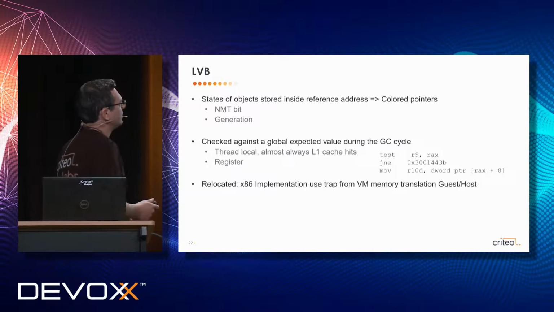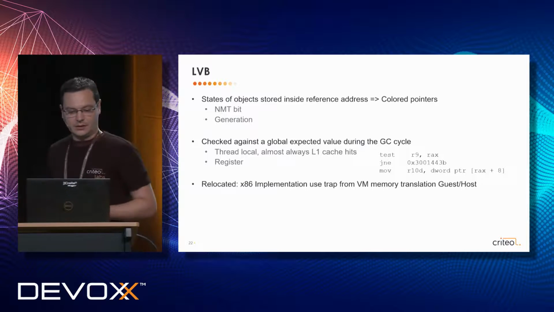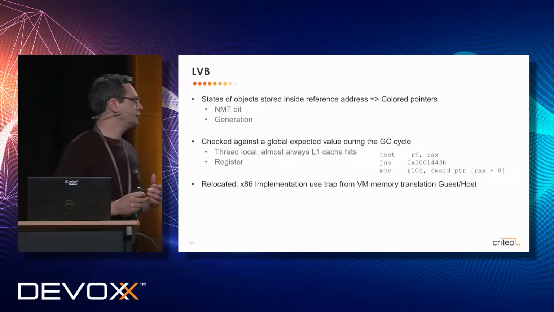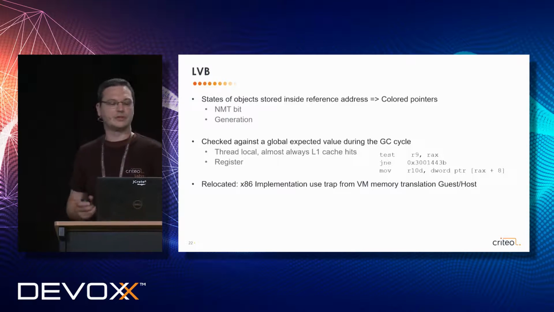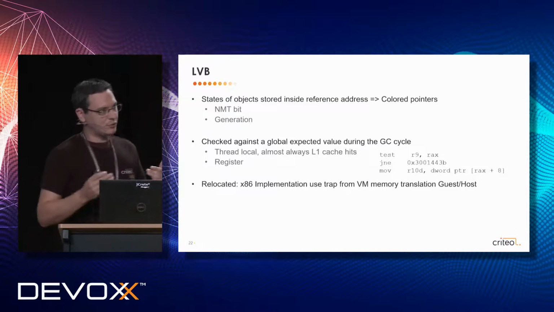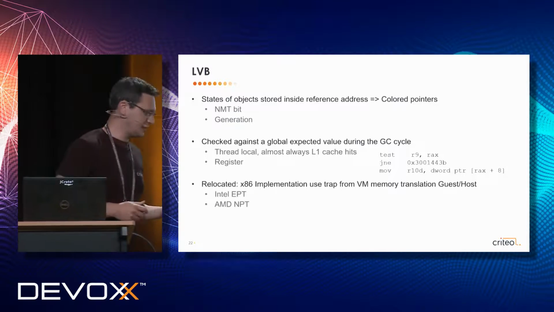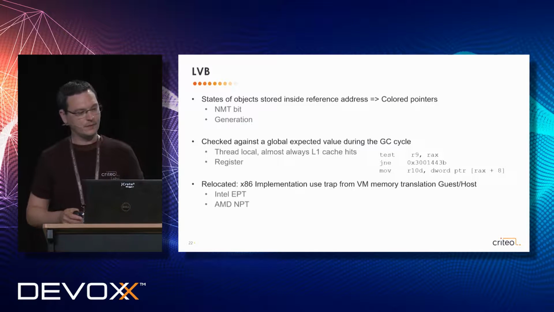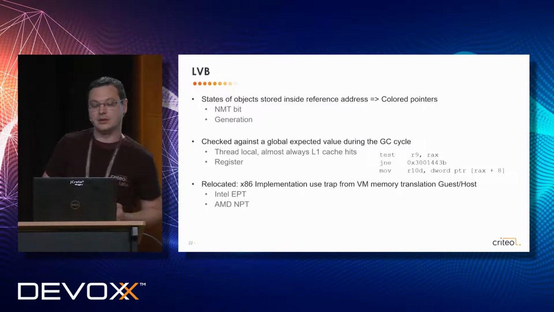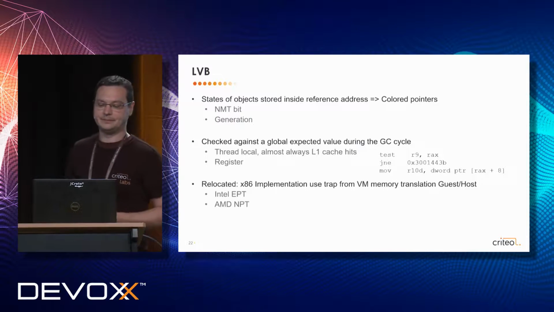That's for the not marked through bit, but for relocation, there is another mechanism implemented with the VM memory translation from the virtualizing guest host memory translation. They are using this mechanism to implement something like a trap handler. So for Intel, it's EPT, extended page table, and for AMD, it's nested page table. So they use this to have a callback when we access an object that should not be accessed. It's like a page fault, but they insert a trap handler to correct it.